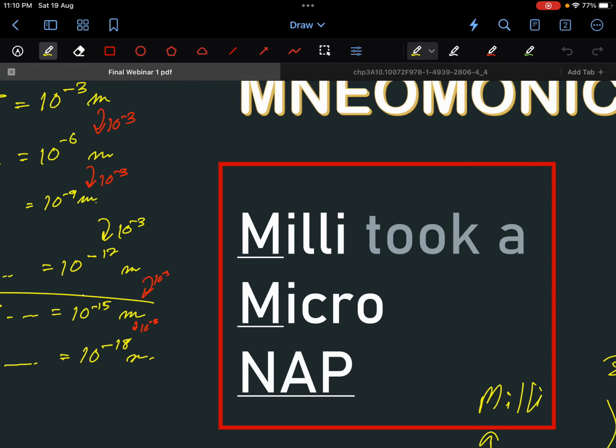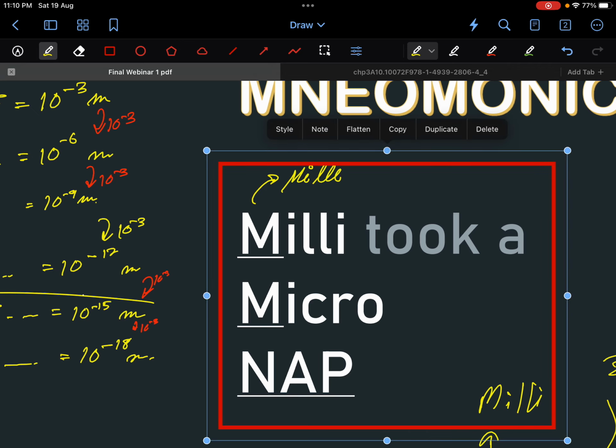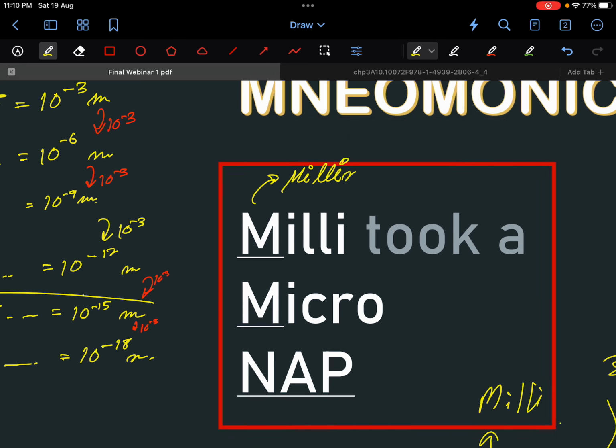So let me explain the mnemonic. What is Millie? Millie is simple. Millie, then it is meter or something, anything, millimeter. Let me consider here meter. It can be Dalton or milliliter or any measurement, right? So millimeter, again the relation is minus 3 meter. Then after milli, it comes micro. So Millie took a micro nap. The bold and underlined letters represent the mnemonic. So micrometer, micro is micrometer, again the jump is 10 to the power minus 6. So you will remember the sequence.